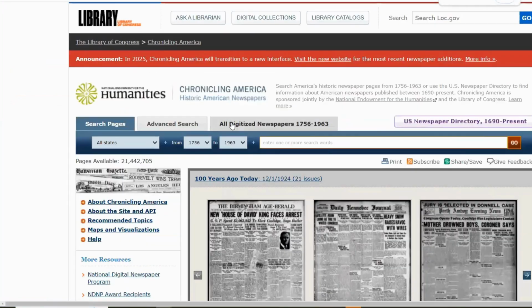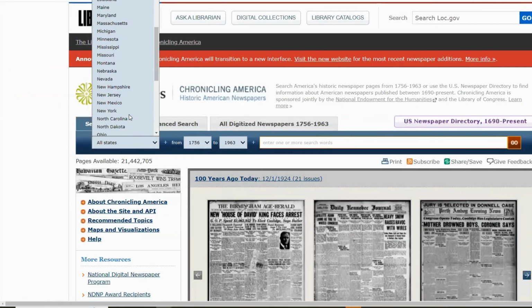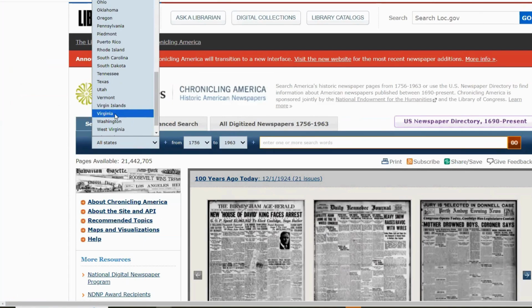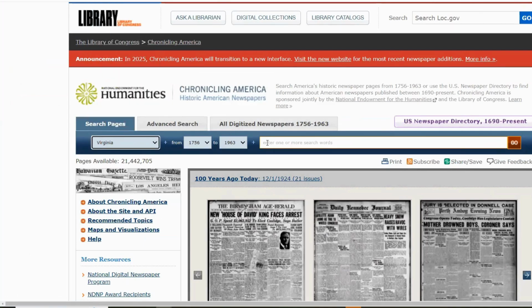So now we're going to look for Virginia. And again, it might not have been called Culpeper. It could have been a whole different location. So we've got to know what it was called at the time that we're looking, or we're going to get nowhere. And I don't have a clue what it was called. This is just an example because I don't know what I'm looking for.